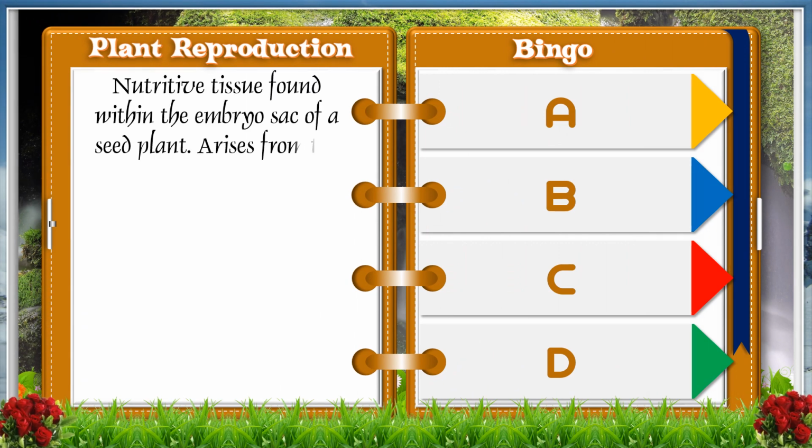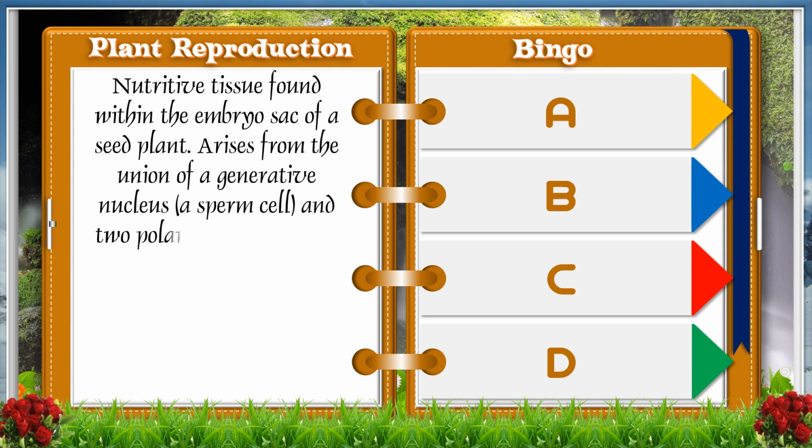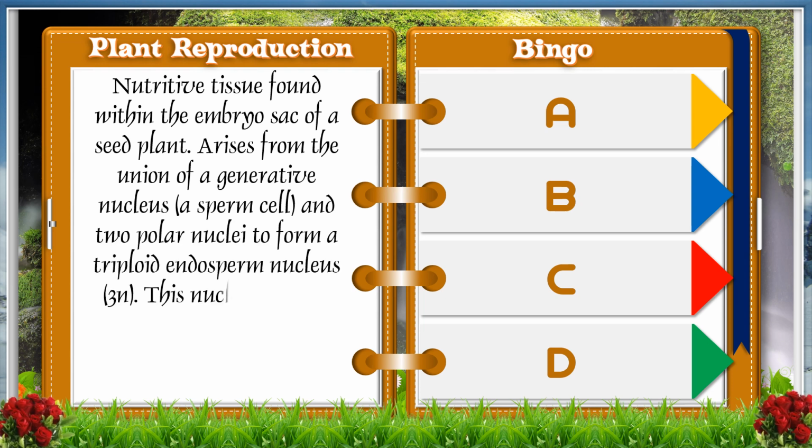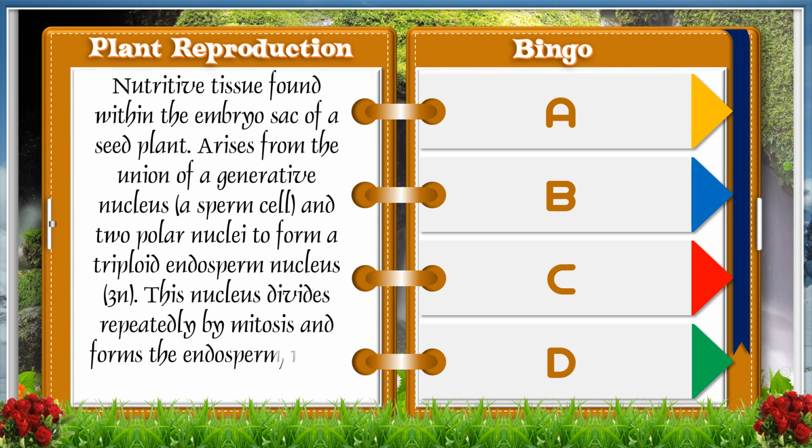Nutritive tissue found within the embryo sac of seed plant arise from the union of generative nucleus, or what we call a sperm cell, and two polar nuclei to form a triploid endosperm nucleus, 3N. This nucleus divides repeatedly by mitosis and forms the endosperm, which acts as a food store.